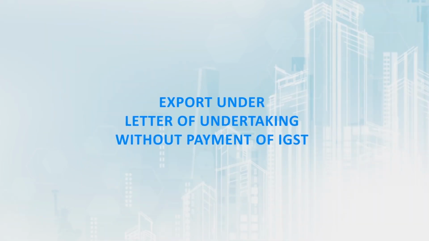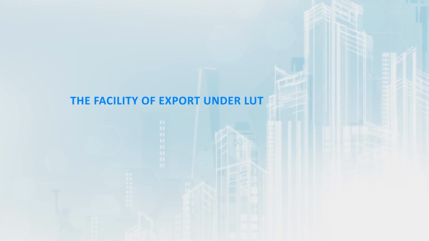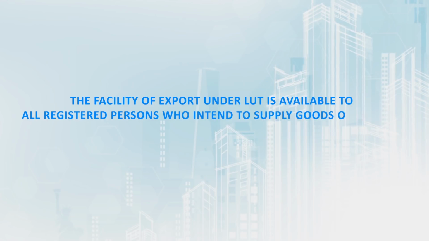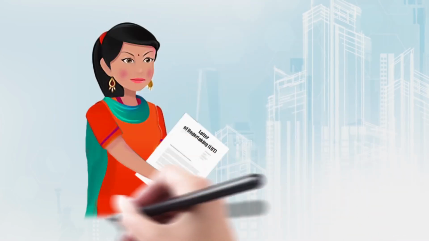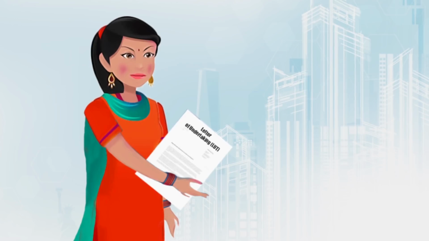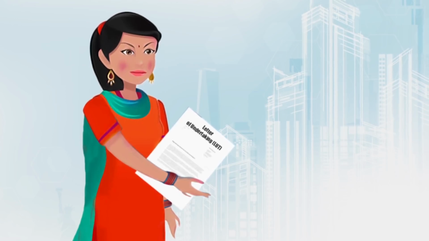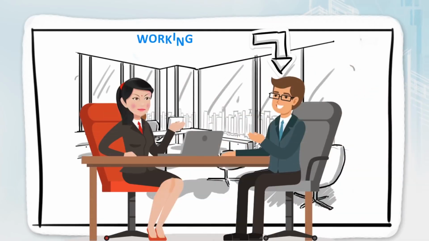Export under letter of undertaking without payment of IGST. The facility of export under LUT is available to all registered persons who intend to supply goods or services for export without payment of IGST. For this, a letter of undertaking shall be furnished on the letterhead of the registered person for a financial year as per the format specified under the GST rules. The LUT shall be executed by the working partner, the managing director or the proprietor, or by a person duly authorized by the proprietor, working partner or board of directors.